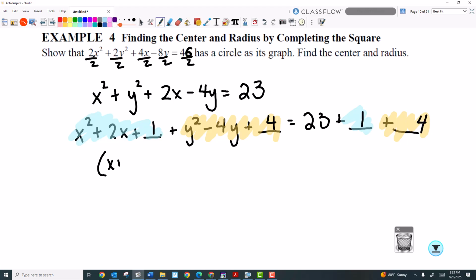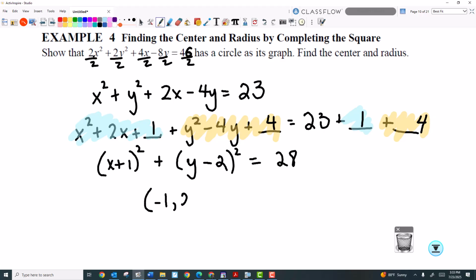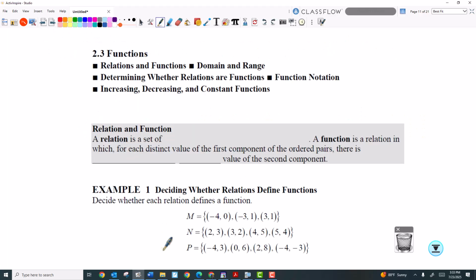And then it'll be x plus 1 squared plus y minus, sorry, I skipped it. Oh, Lord. Sorry. X, you do plus, and then half of 2 is 1, and then y, bring down the sign, minus half of 4 is 2 squared equals, what's 24? 23 plus 1 is 24 plus 4 is 28. So it will be negative 1, because it's always opposite, positive 2, and then my r is the square root of 28. Because 28 is not a perfect square, it won't go evenly. I think that's all. Yes, that'll be a new video.